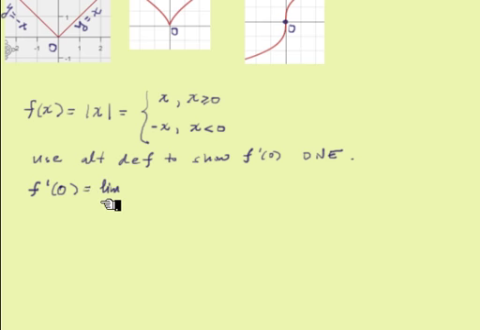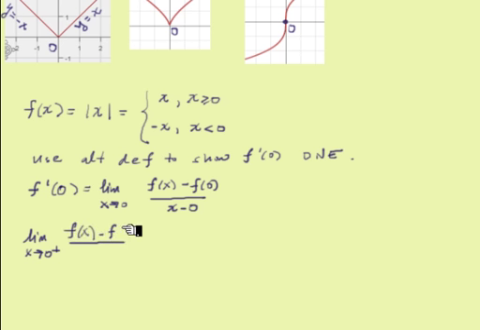It's the limit as x goes to 0 of f of x minus f of 0 over x minus 0. Now, since this is a piecewise defined function, we're going to do the limit from the right and the left. So first we're going to look at the limit as x goes to 0 from the right, using the top line here for x greater than or equal to 0. f of x minus f of 0 over x minus 0.